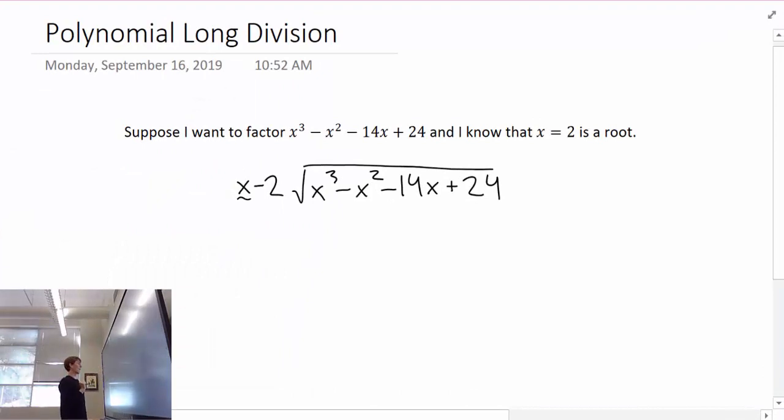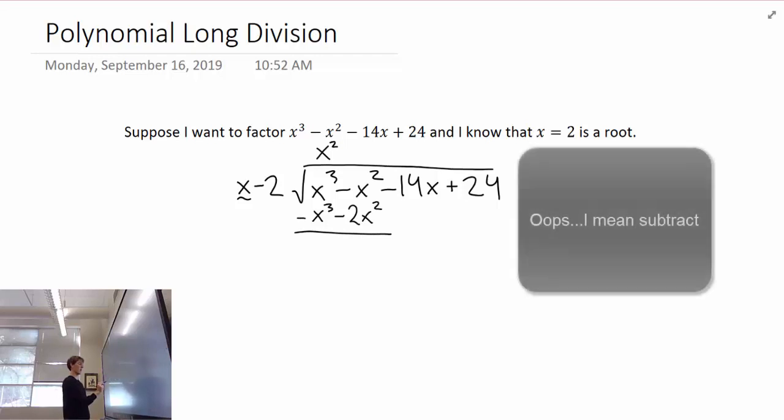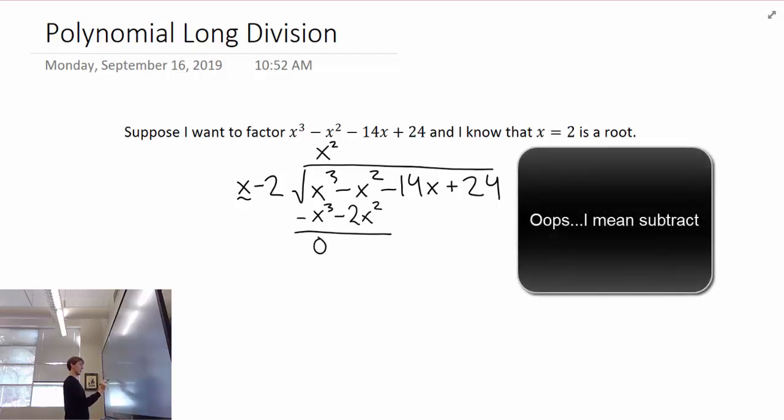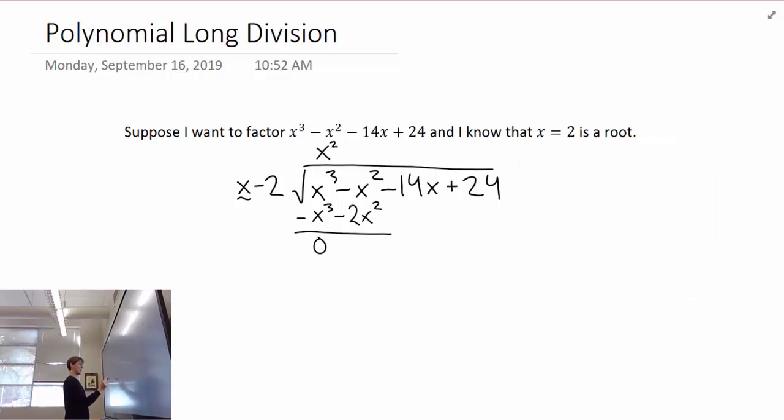Okay, so what I'm going to do is write x squared, because how many times does x go into x cubed? x squared times. Then I'm going to multiply x squared by the entire x minus 2. I get x cubed minus 2x squared. Then just like regular long division, I'm going to subtract. This x cubed goes away, but minus x squared minus 2x squared, well, the minus becomes a plus. So I get minus 1 plus 2, which ends up being 1. So this is x squared.